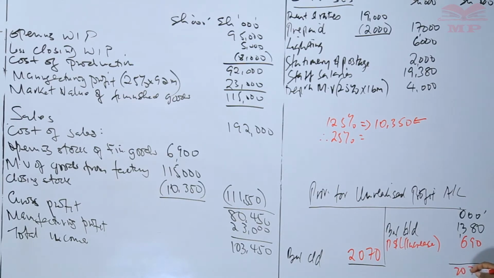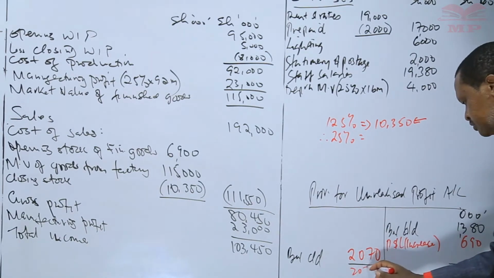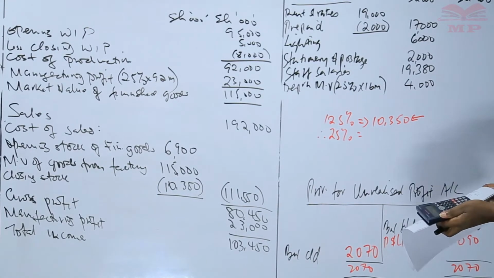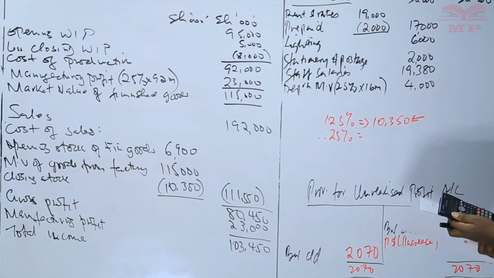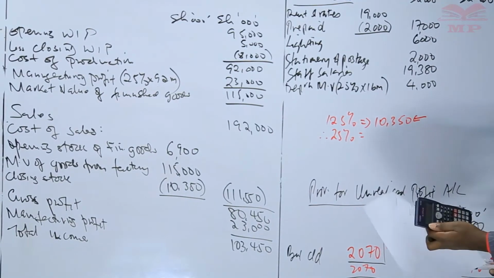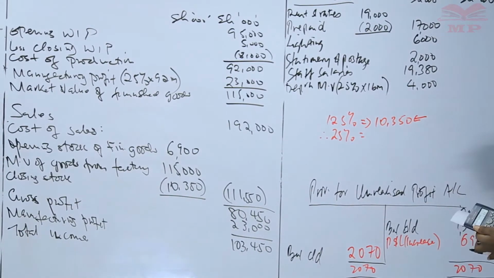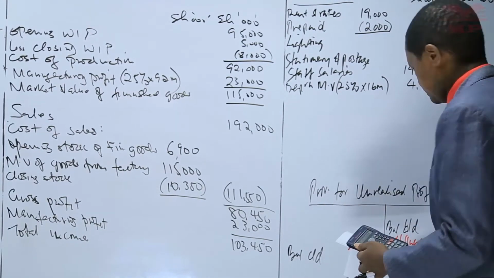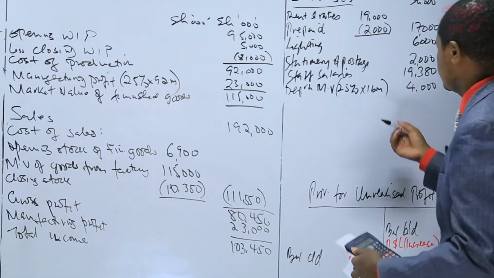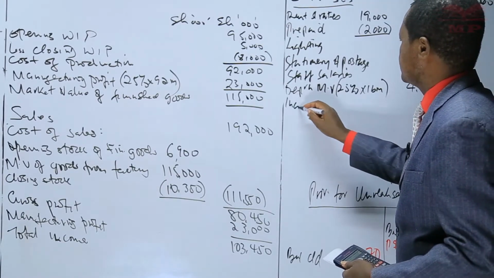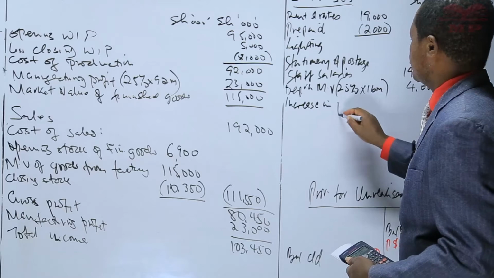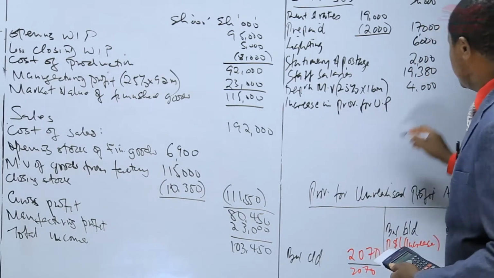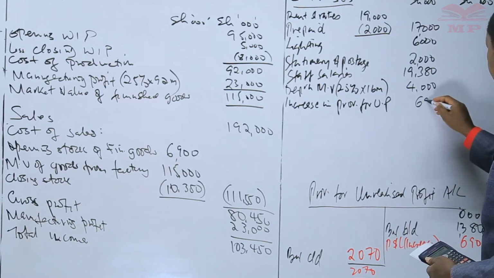The total here is 2070. So this is an increase in provision. So I'll come here and include this increase. This is an increase in provision for unrealized profit of 690.